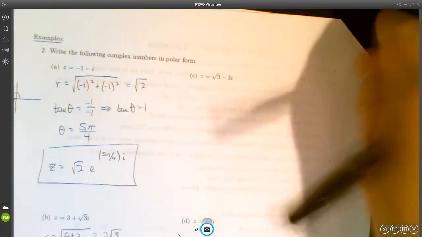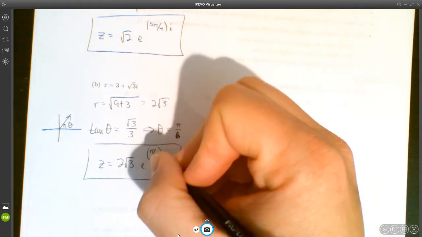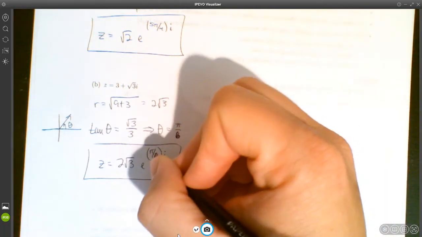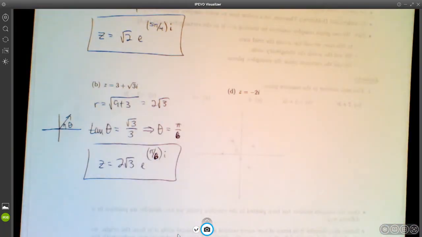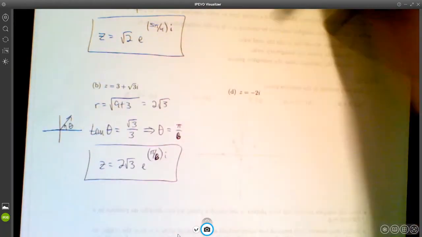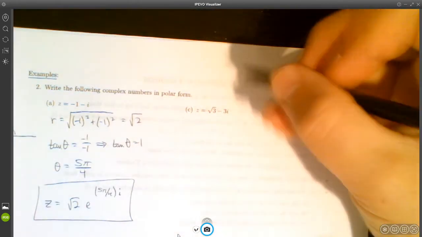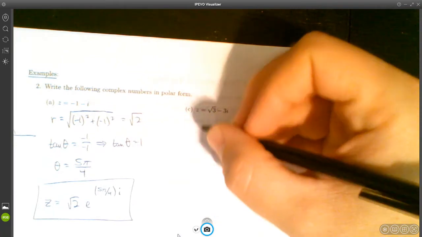Hold on a second. This should be pi over 6. My apologies. This should be pi over 6, of course. Yeah, pi over 6. I apologize. Yeah, that should be pi over 6, not pi over 3. Okay, but part C. So see if you can do part C on your own. Okay, here's my solution.